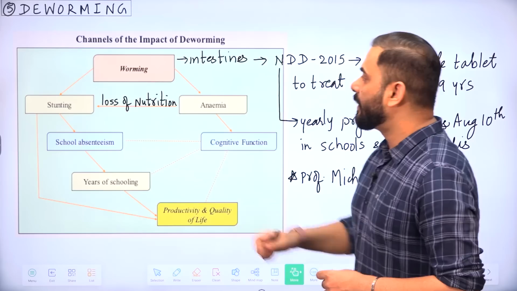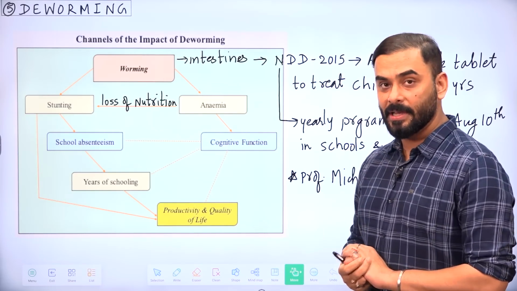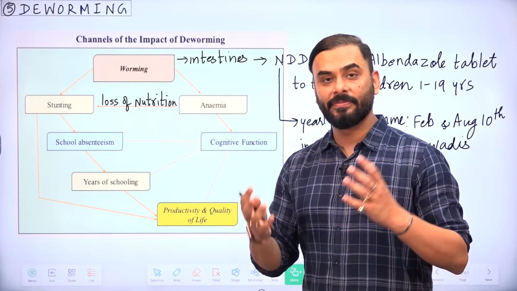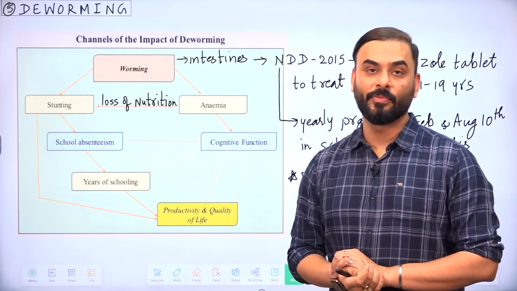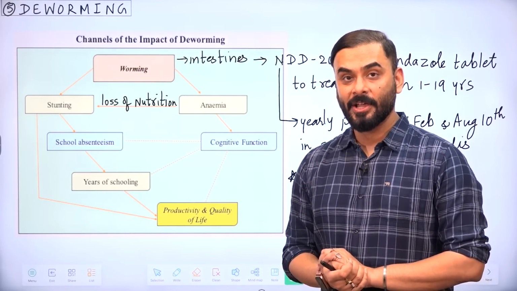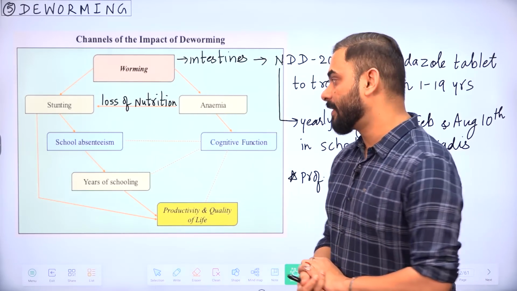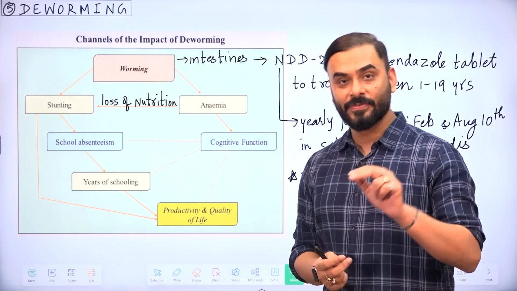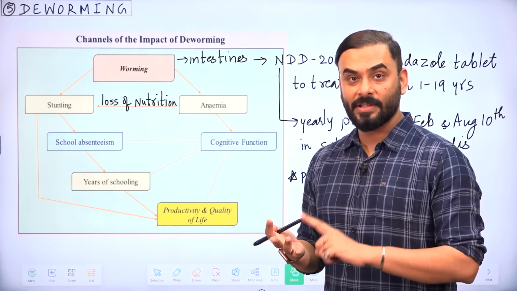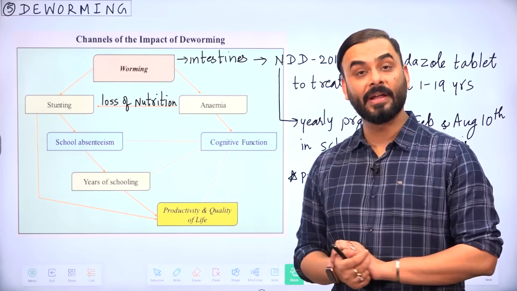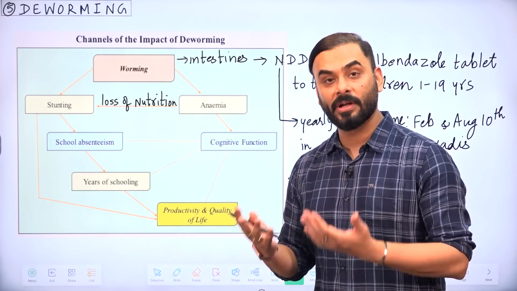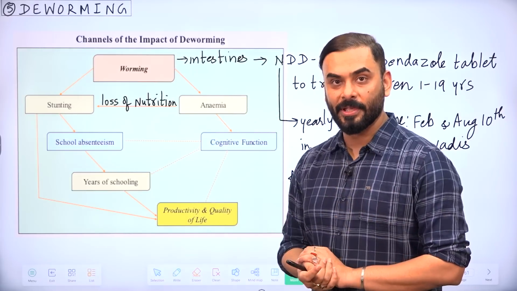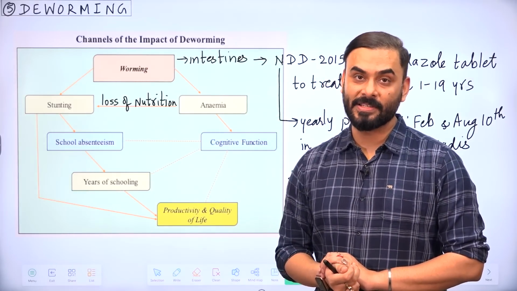So according to Dr. Michael Kremer, he says that because of worming, stunting and anemia can happen, and because of that there will be reduction in the cognitive function, because if there is no blood supply in your body, no oxygen supply, and lack of blood is there, your body reflexes, your intelligence will be affected, as well as it will lead to school absenteeism, which means your years of schooling will come down. You will not have the right knowledge and education and skill. And finally, it will impact the quality of life, because you will not be able to get productive employment. So ultimately, it brings down the overall performance of the economy. So it has both health implications as well as economic implications.